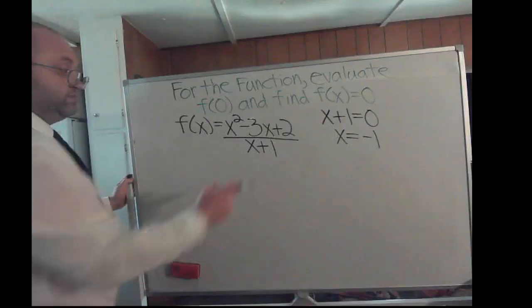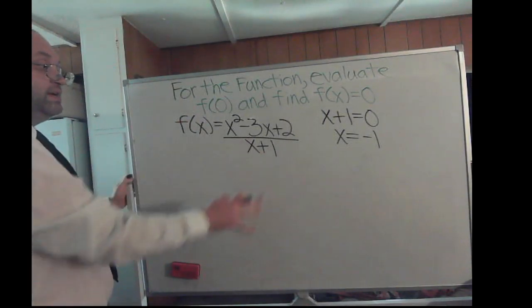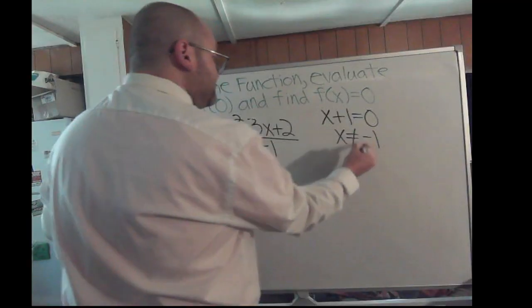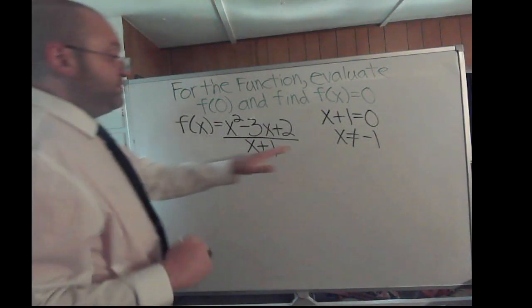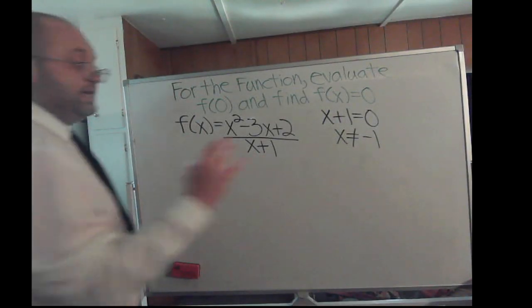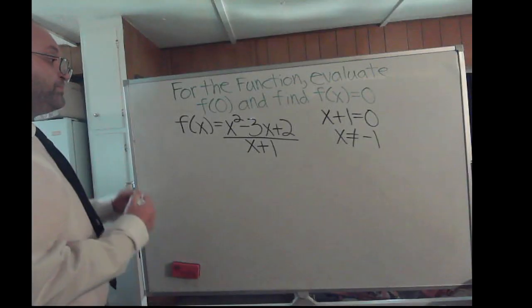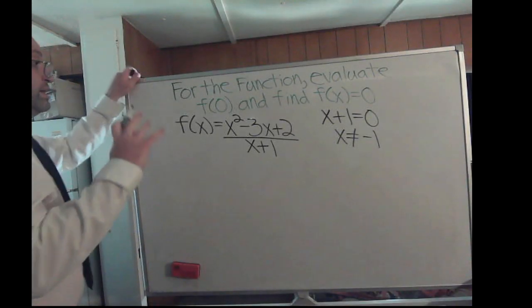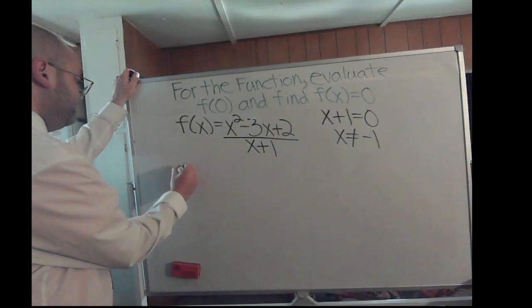But if x equals negative 1, you have a 0 in the denominator, which makes the whole thing undefined. So x cannot equal negative 1. That's the only restriction we have to place upon this. If x equals negative 1, it's undefined. And if we get negative 1 as a solution to the equation, we have to throw it out. So once we found our restriction, now we can evaluate f of 0.